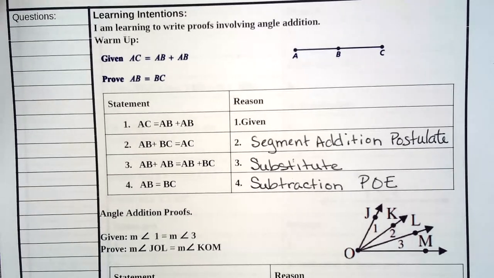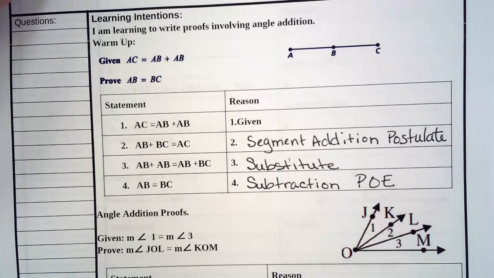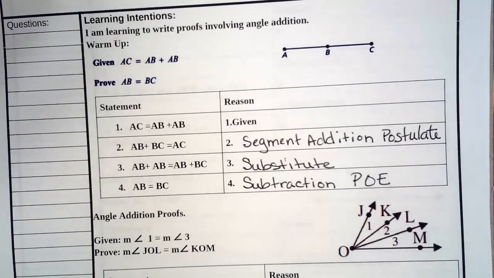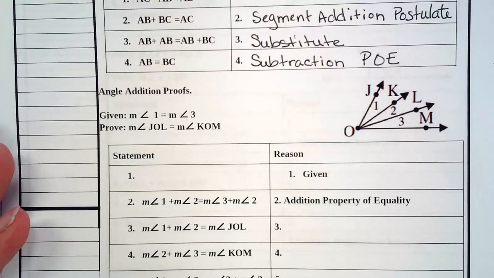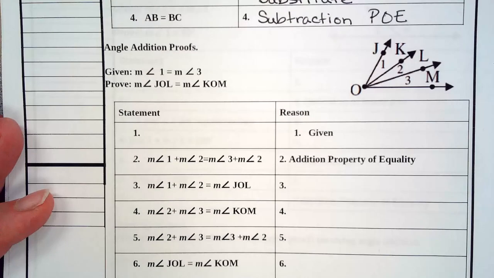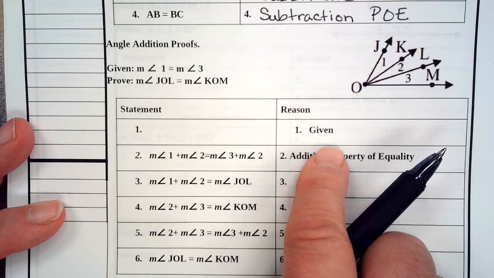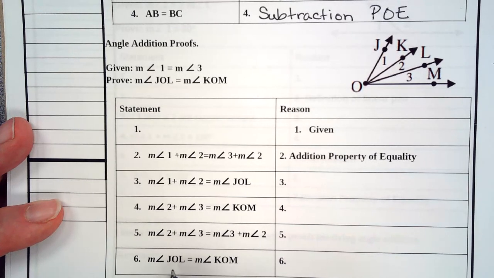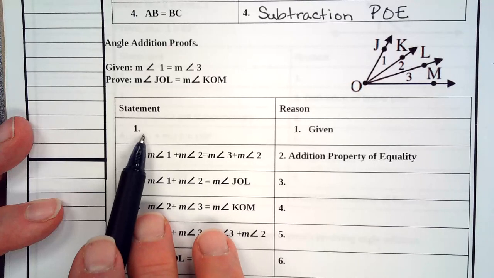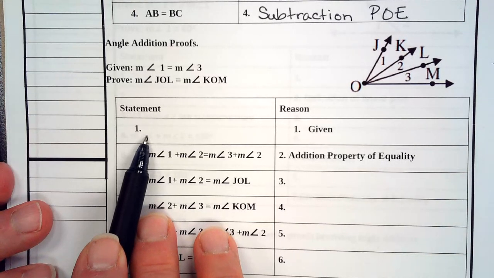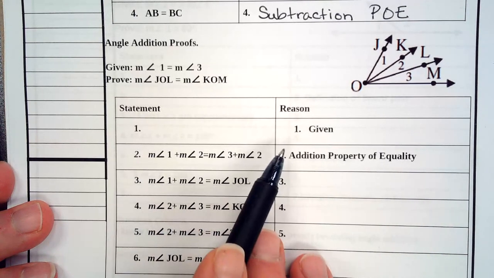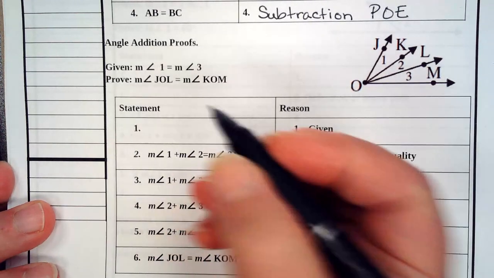Okay, so when we look at the angle addition proofs, they're set up like the segment addition proofs. They are a logical thought process, a logical argument. So 99% of the time it starts with the given. 100% of the time it ends with what you want to prove. So even if I don't have that first statement there, I know what it is because it has to be given.